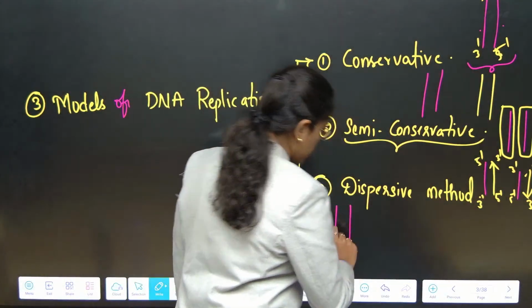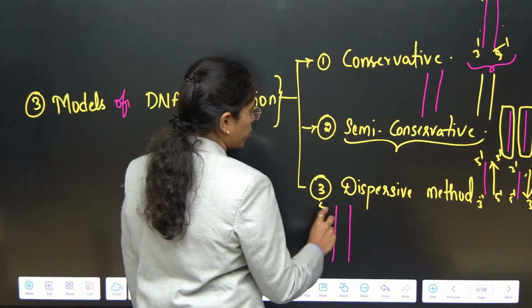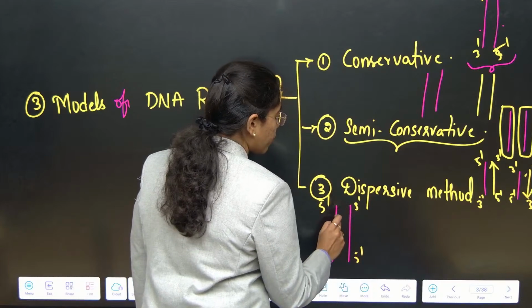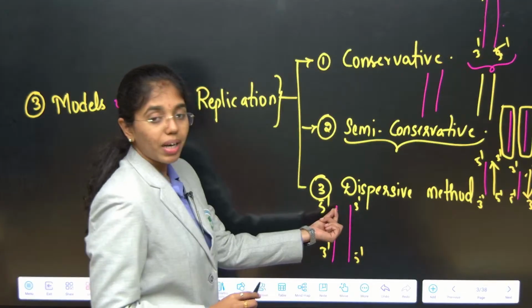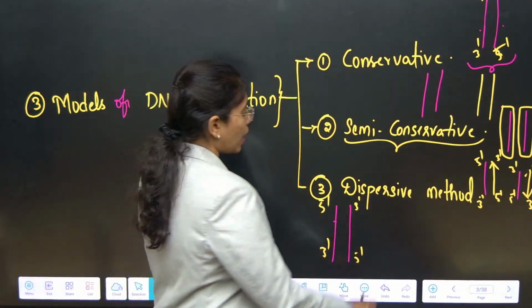Now the dispersive method of DNA replication. Here, if this is the double stranded DNA from 5 prime to 3 prime and 3 prime to 5 prime, every fragment of the DNA will act as a template, like bits and pieces of DNA will act as templates, and it will be like this.